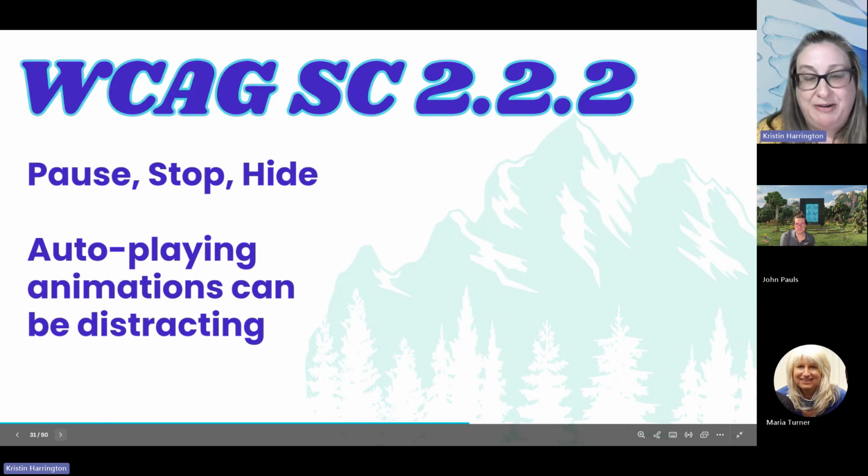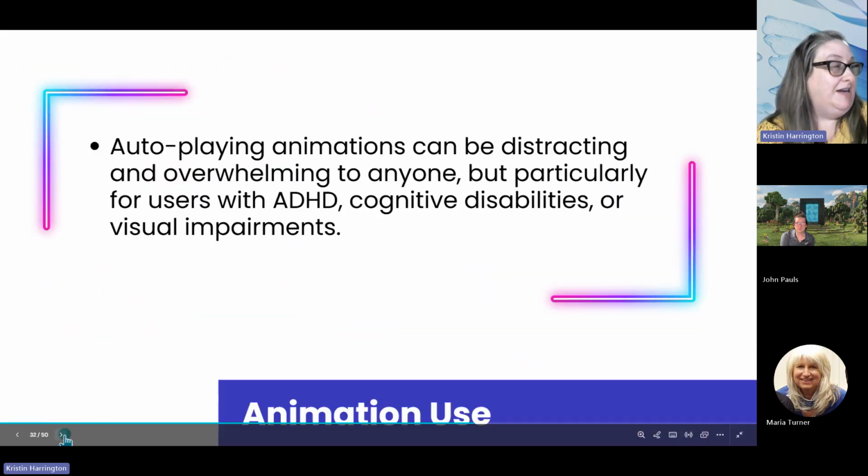So think about your experience with trying to read that article. We will probably see varied levels of success for different reasons. We're going to talk about that a little more. Auto-playing animations can be distracting, and they're overwhelming and distracting to anyone, but particularly for users with ADHD, cognitive disabilities, or visual impairments.